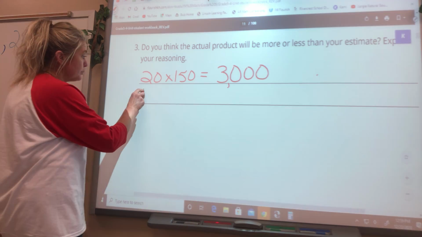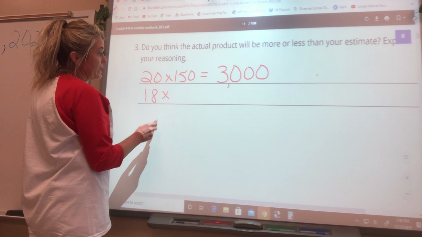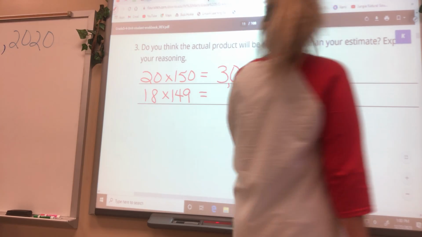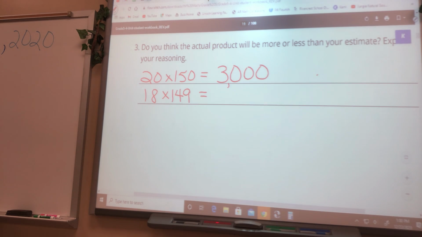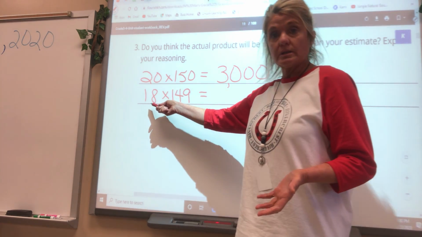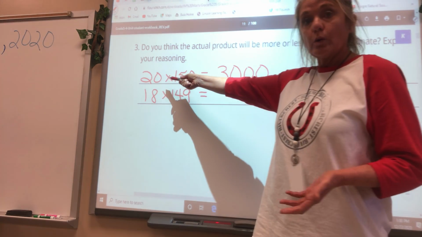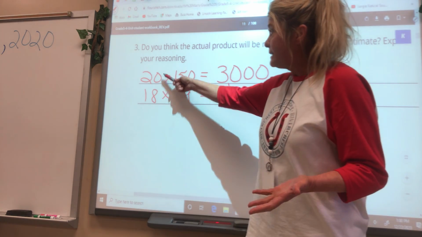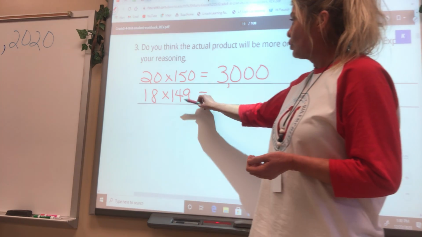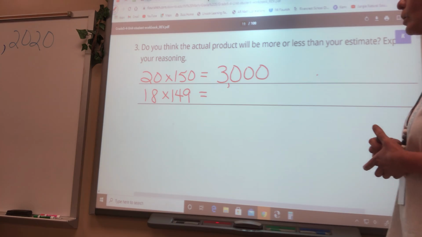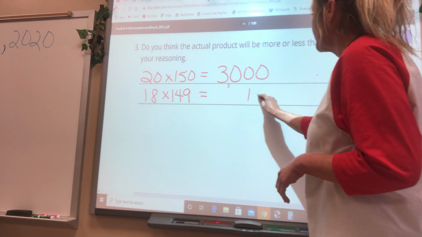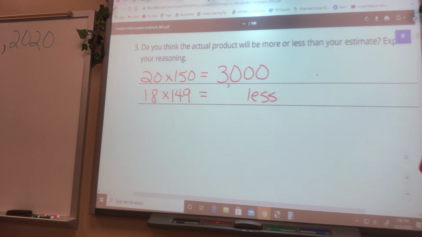Our actual numbers were 18 and 149. And it asked, do you think the actual product would be more or less? Well, I think it would be less because this number was less than what we rounded to. It's 18 instead of 20. And this one is also less. I have 149 instead of 150. So I think that it would definitely be less if I'm looking for my actual.